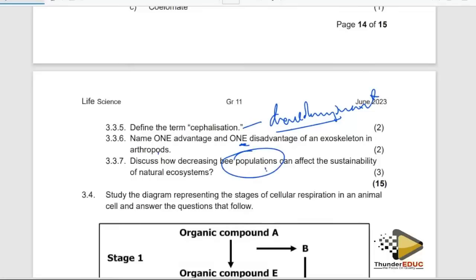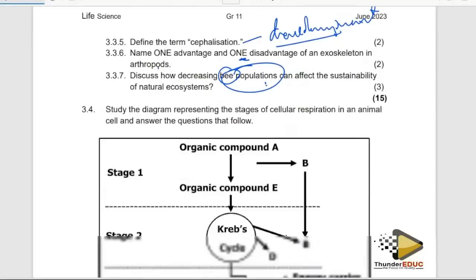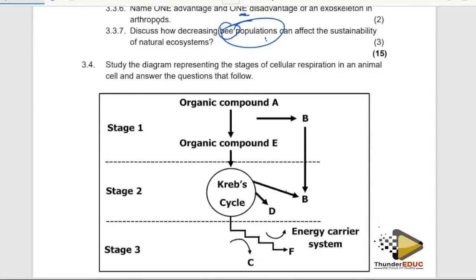If the population of the bee has decreased, then it means that you're going to have less pollination taking place. And then you're going to have less biodiversity, meaning less food, basically. We will not have enough food because crops will not make food. Then they're saying: study the diagram representing the stage of cellular respiration.